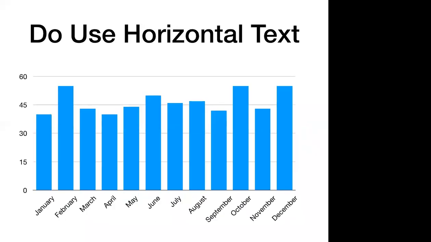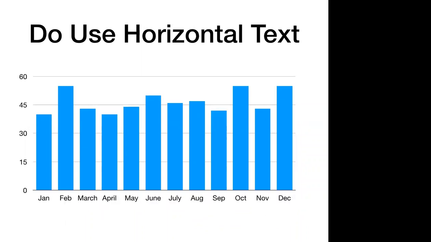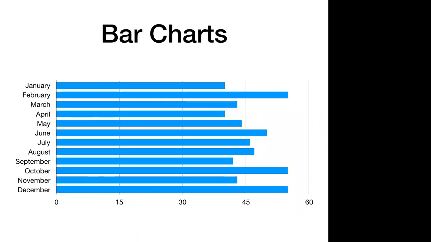Do use horizontal text. Don't do this. You could just abbreviate it, or better, use a horizontal bar chart, which allows you to have the variables as long as you need them. And on mobiles, you can have infinite scroll, but don't overdo it. Don't have 50 things where you're going to lose the effectiveness.